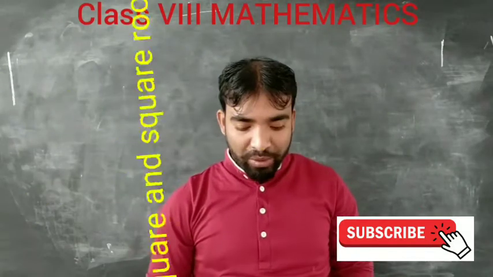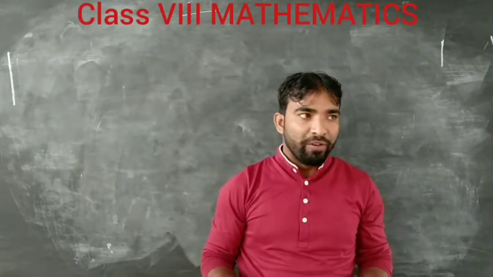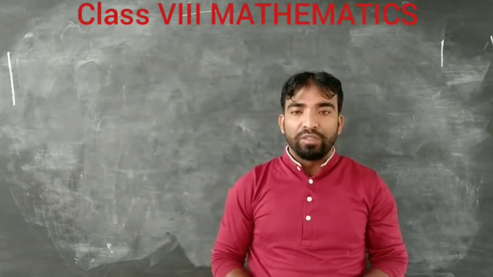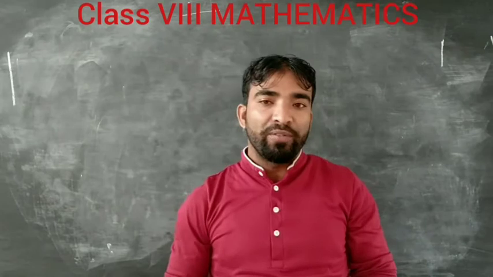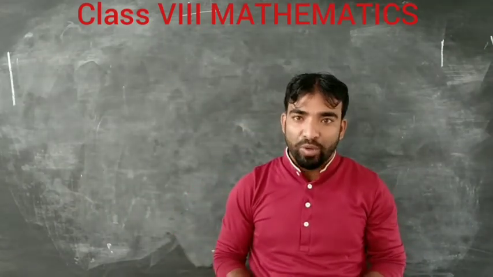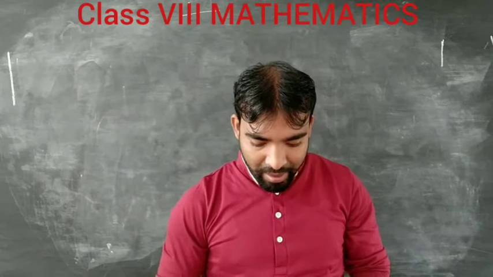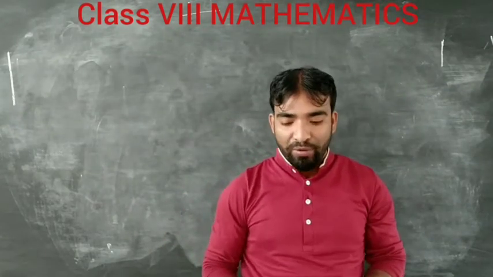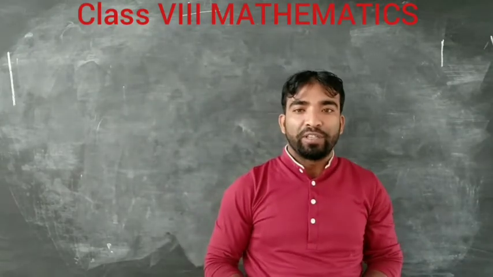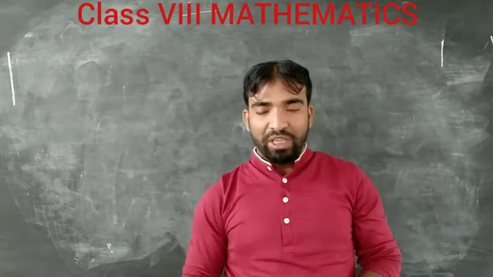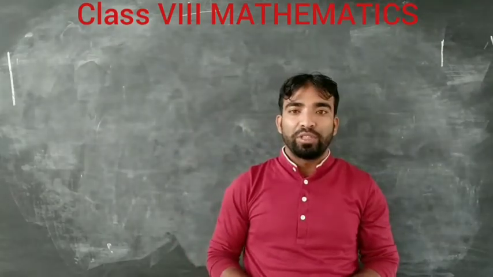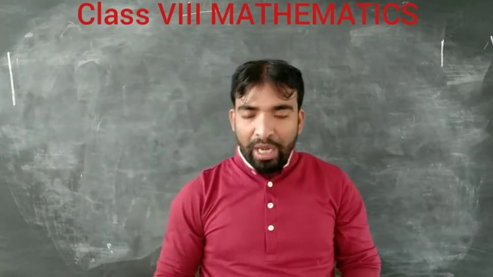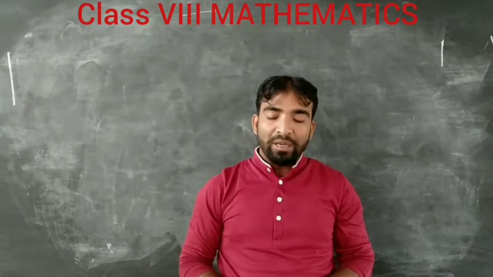In the first video, that is part 1, I discussed how to find the square root of any given number, what the unit digit of the square of any given number will be, or what the unit digit of the square root of any given number will be. Then in the second video, I discussed how to find the square root of any given number by the prime factorization method, and then the repeated subtraction method. And today in this video, I will discuss the Pythagorean triplet.